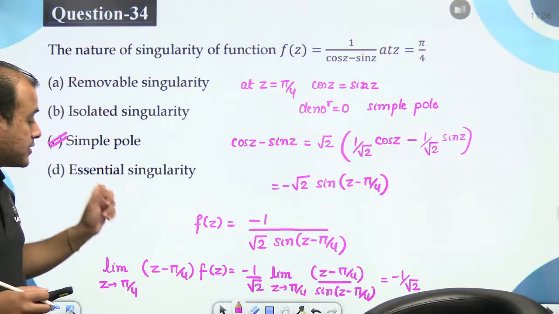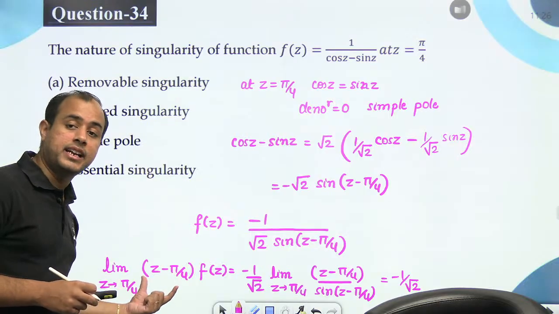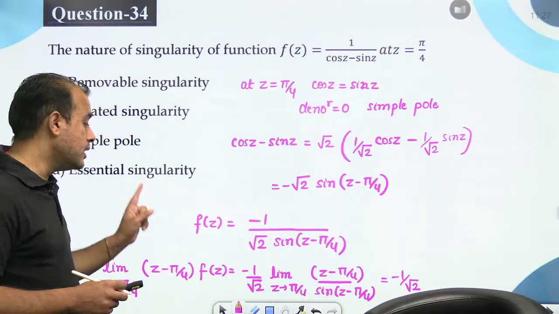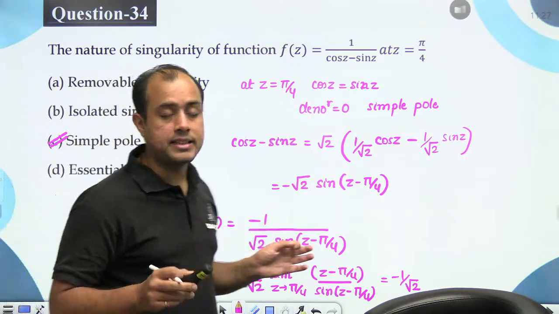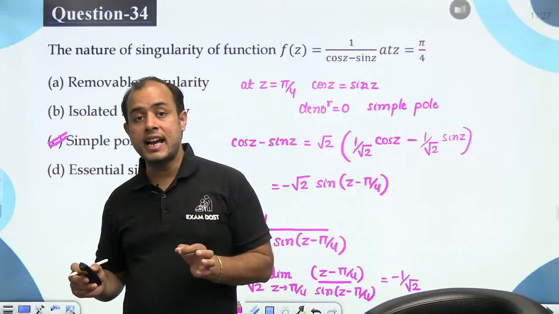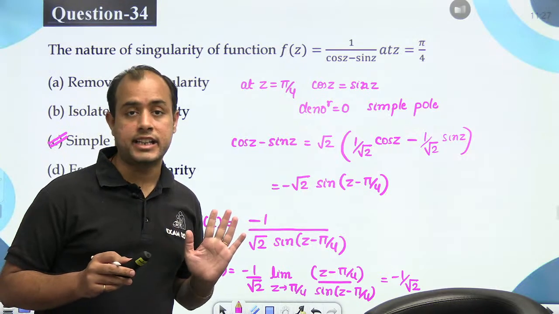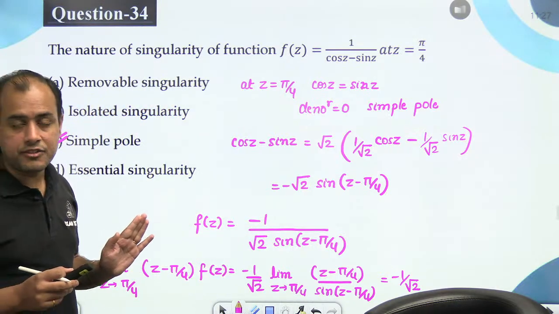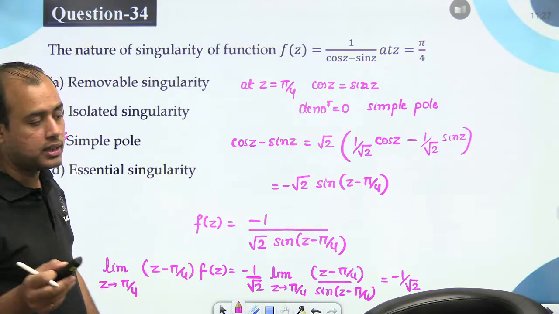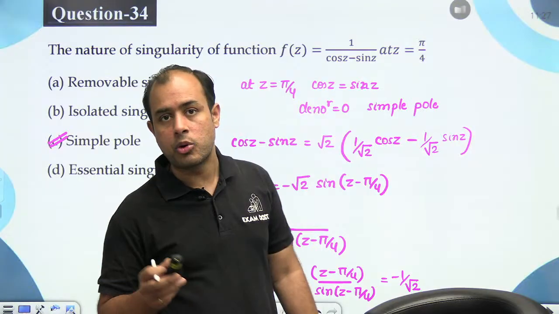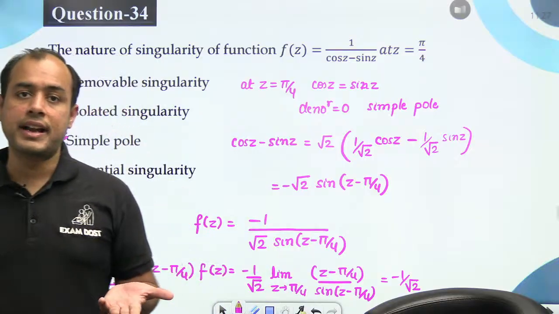fz में सिर्फ z माइनस पाई बाय 4 की नेगेटिव पावर होगी. इस वजह से जब आपने z माइनस पाई बाय 4 मल्टीप्लाई किया तो वो नेगेटिव पावर कैंसिल हो गई एंड यू गेट अ फाइनाइट लिमिट. What it means is fz will only have 1 upon z minus pi by 4, no more than 1 negative power. एक से ज्यादा नेगेटिव पावर नहीं होगी. So that when we multiply by z minus pi by 4, the term z minus pi by 4 in the denominator gets cancelled and we will get a finite value.